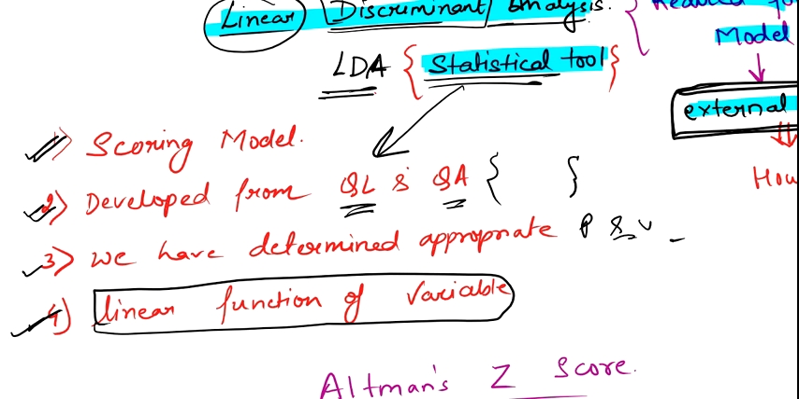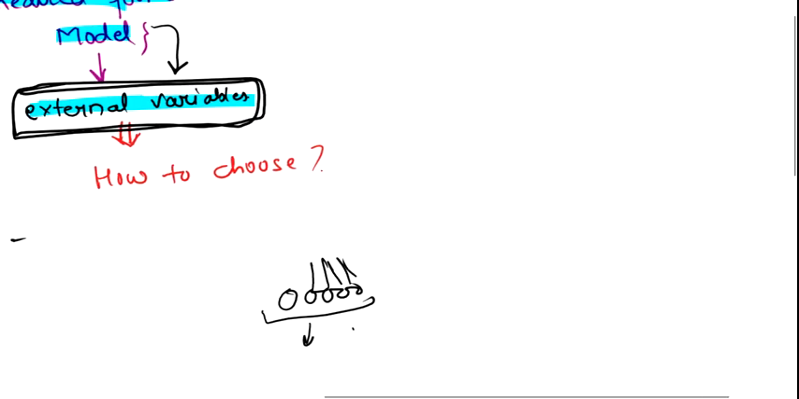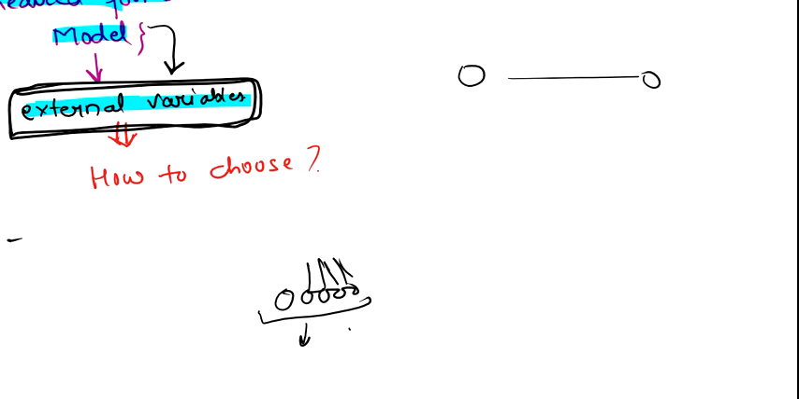See, when you are talking about the discriminant, it means you want to find out something between the two. Say this is a solvent firm and this is the insolvent firm. Okay, so you want to distinguish them. You want to discriminate between them. You want to find out the difference between these two.